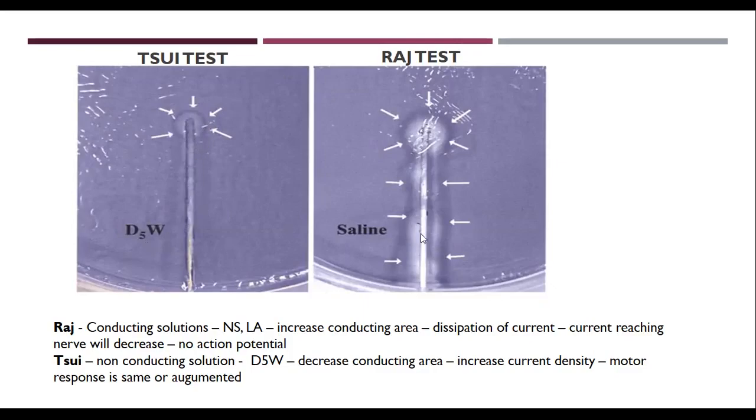Whereas if you use saline or local anesthetic, it increases the conducting area, as you can see here, and dissipation of current happens. The current reaching the nerve will decrease. With D5, the current reaching the nerve will be the same or actually increase. But here, the current reaching the nerve will be decreased, so there will be no action potential, and the muscle twitch is decreased. So this is called the Raj test, and the SUI test is also very important.